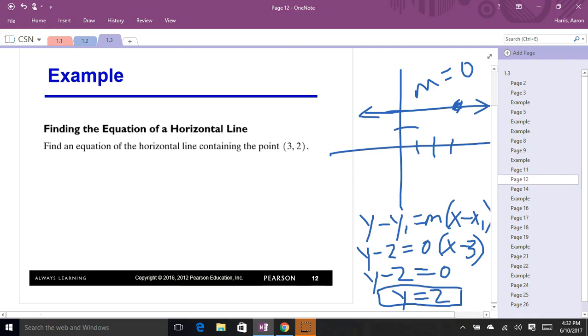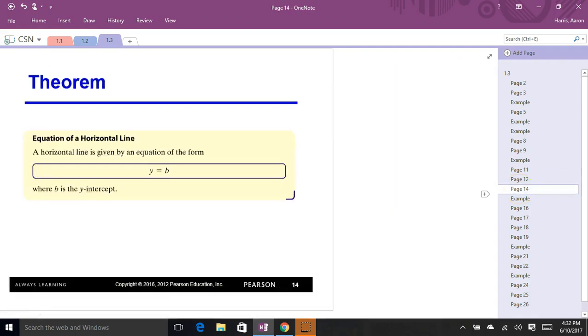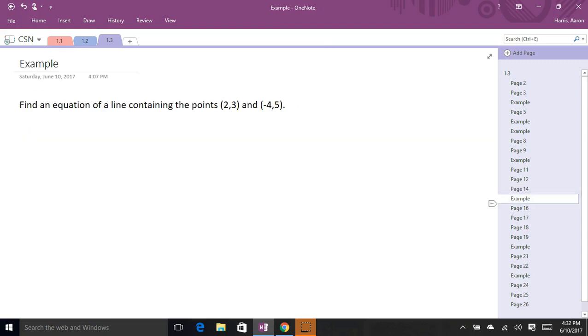So the equation of a horizontal line is always y equals the constant, whatever the y is throughout on that horizontal line. So y equals 2 in that case we just did.